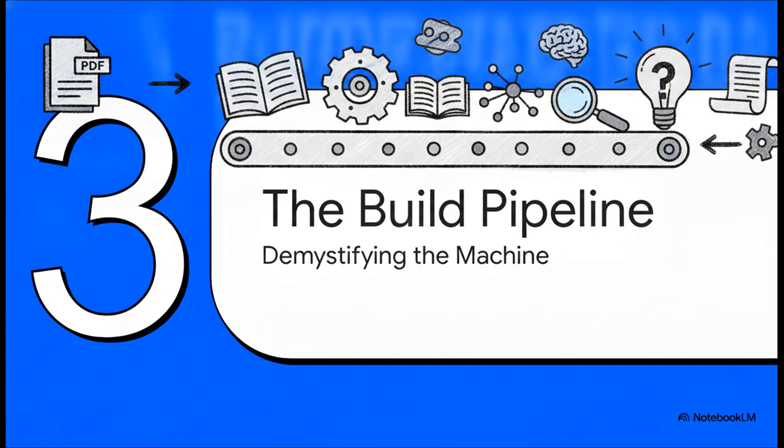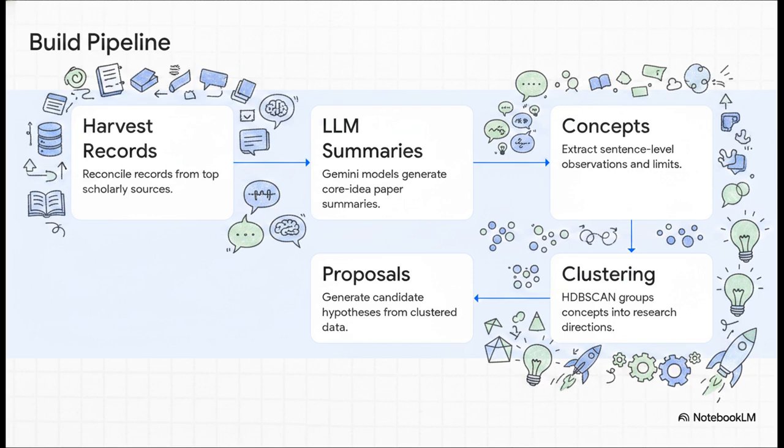Section 3. The build pipeline, demystifying the machine. So how exactly does a raw PDF turn into a full-blown hypothesis? Well, it happens through a very clean 5-stage pipeline. Step 1 harvests and reconciles records from places like OpenReview to establish trusted author bibliographies. Then, in Step 2, Gemini LLMs step in to turn paper text and extracted figures into core idea summaries. Step 3 extracts those sentence-level concepts we just talked about. Step 4 uses an algorithm called HDBSCAN to cluster those concepts into directions. And finally, Step 5 generates the research proposals based directly on those clusters.